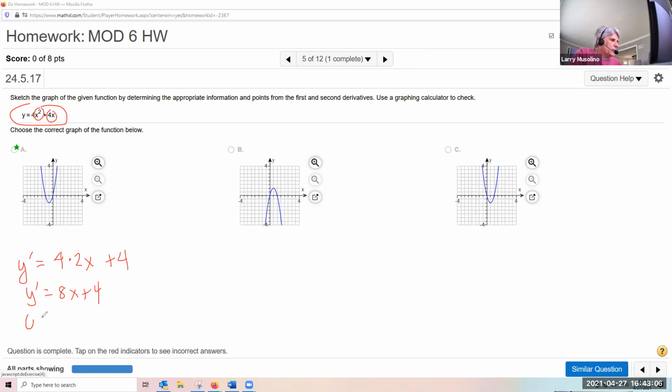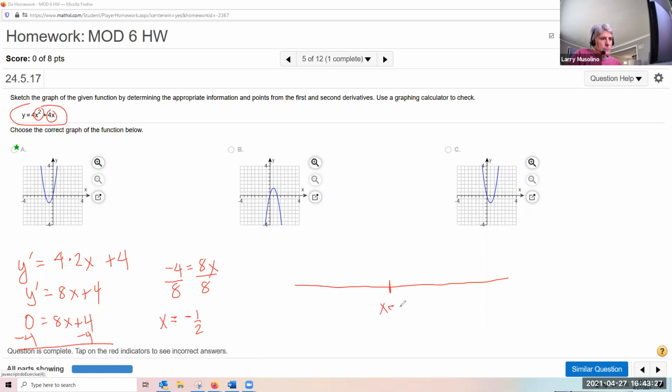I'm going to set this equal to 0. Then I'll subtract 4 from both sides. So I'm getting negative 4 equals 8x. Divide both sides by 8. So it looks like x equals negative 1/2. So I'm going to go to a number line and mark x equal negative 1/2 here.